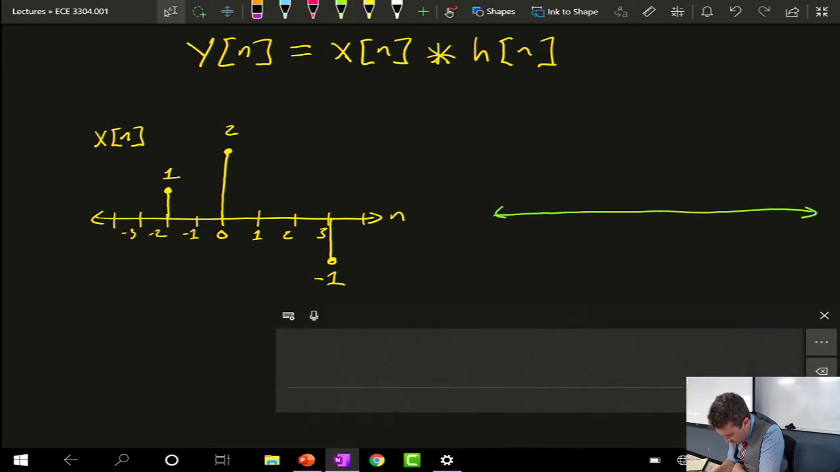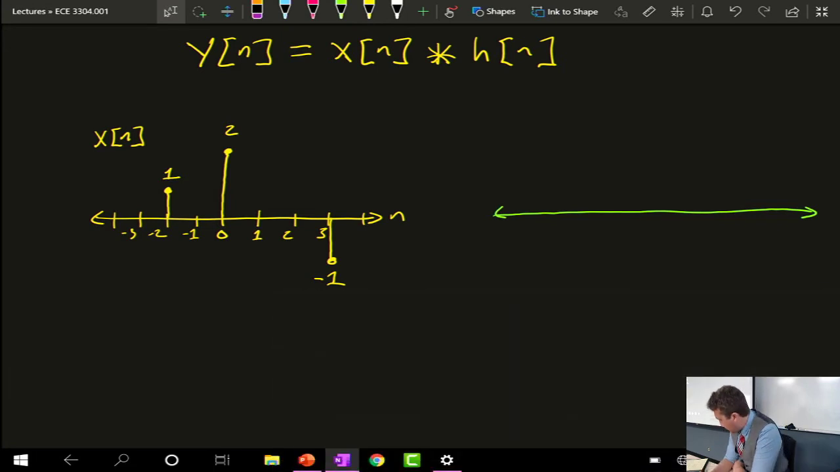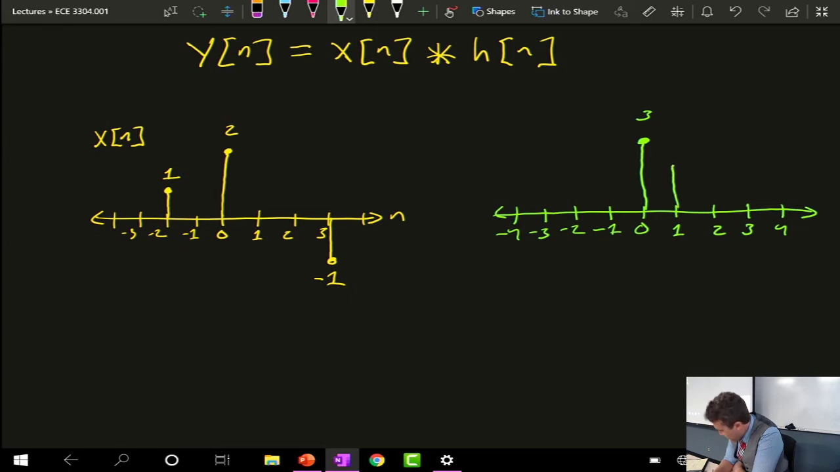And let's make our impulse response sequence this. And we'll make it at 0, 3, 2, and 1. Right. This is our h of n. Okay. So all we're going to do is find y of n by convolving x of n with our h of n.